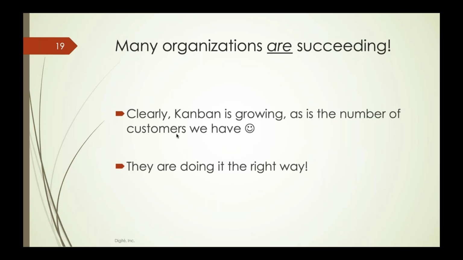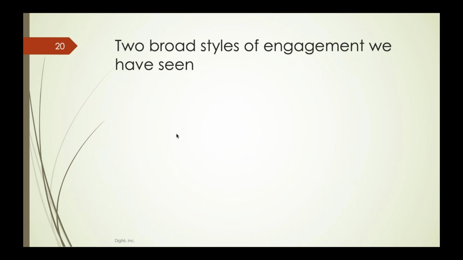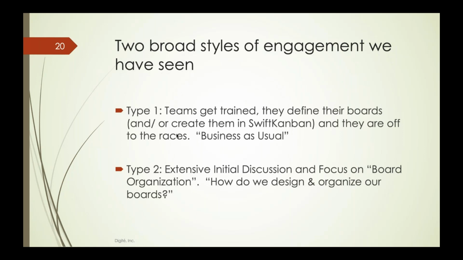As we started to engage with these organizations more closely, we saw two broad styles of engagement, and I'll go ahead and put these up here. The first type was where, as teams get trained on the Kanban method, they understand the basic principles of Kanban, model their boards, and start to put their work on the system, and they're off to the races, so to speak. Sort of business as usual.